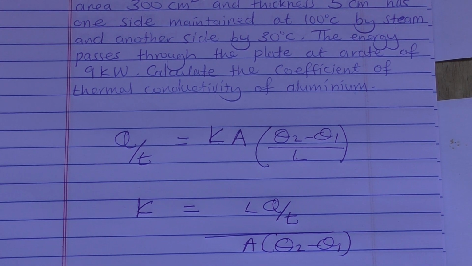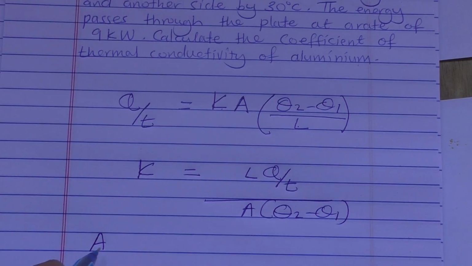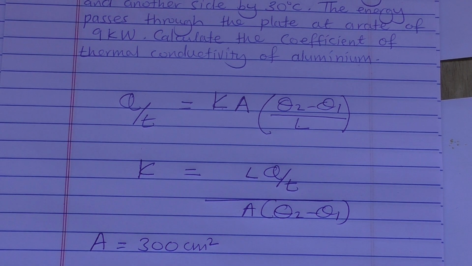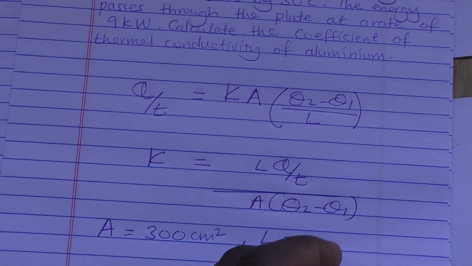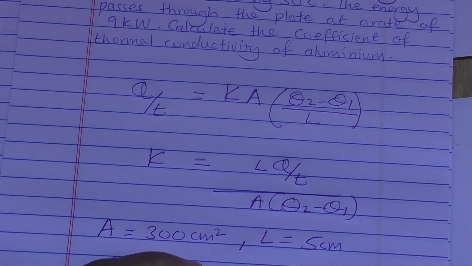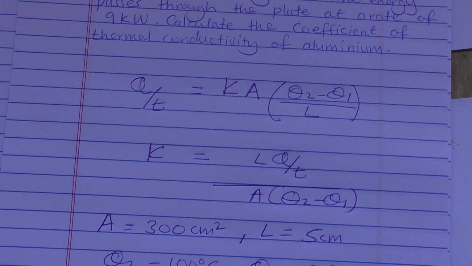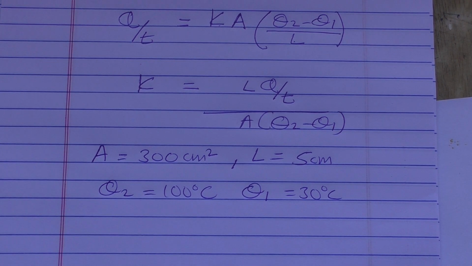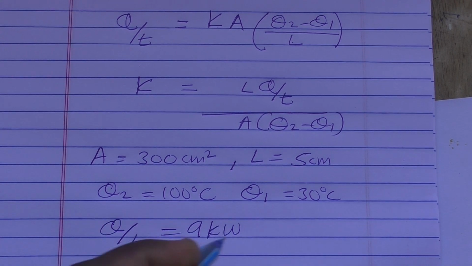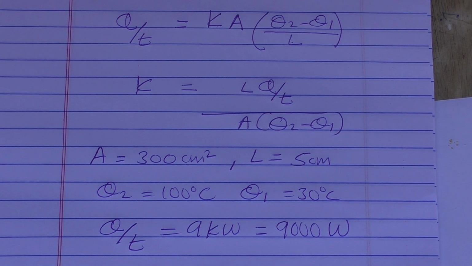So from the question, we are given the cross-sectional area A as 300 centimeters squared. We are given the thickness L as 5 centimeters. We are given the temperatures. Theta 2 is 100 and theta 1 is 30 degrees Celsius. And then we have the energy, or the rate at which energy is being passed through. That is Q over T, which is 9 kilowatts, the same as 9,000 watts, because kilo is 1,000.